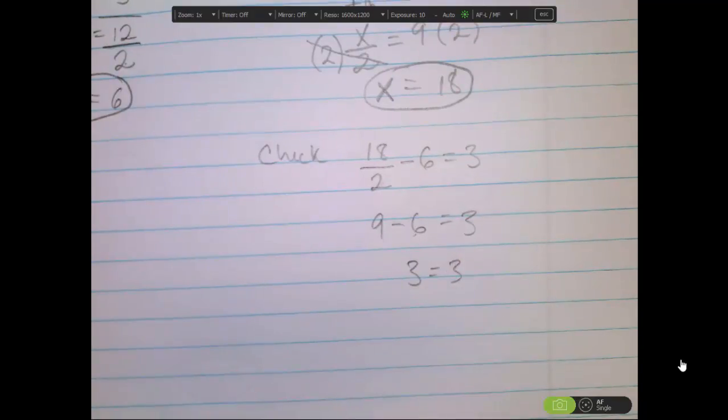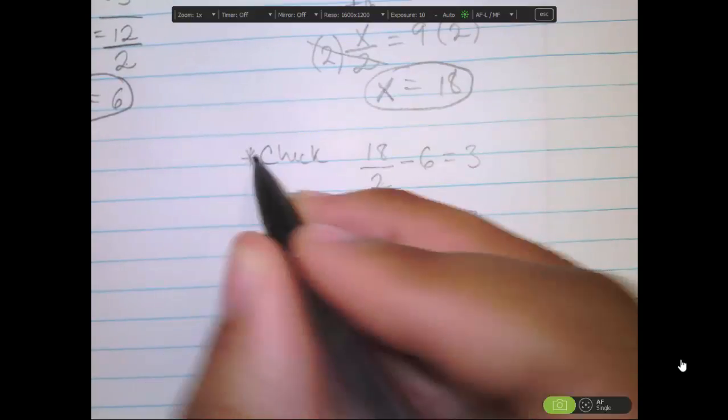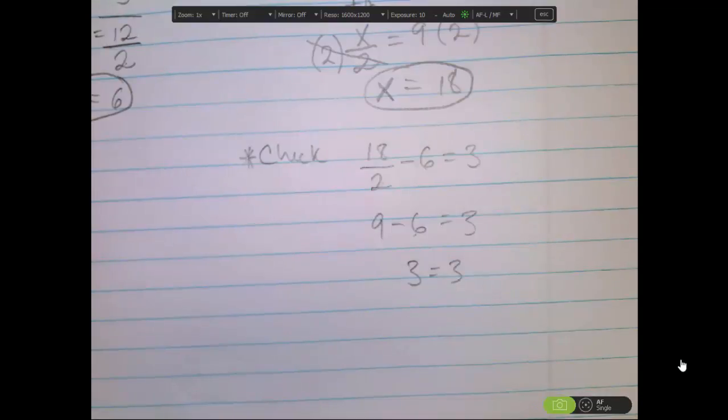Okay, I'm not requiring that you check unless I tell you to, but it's always a good method to make sure if you're not sure if you did it correctly or not.